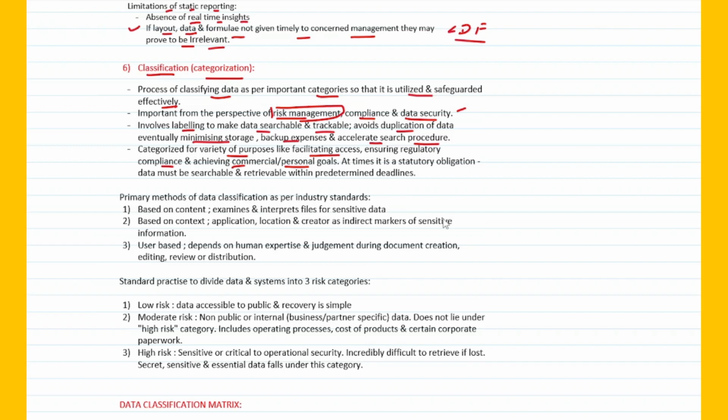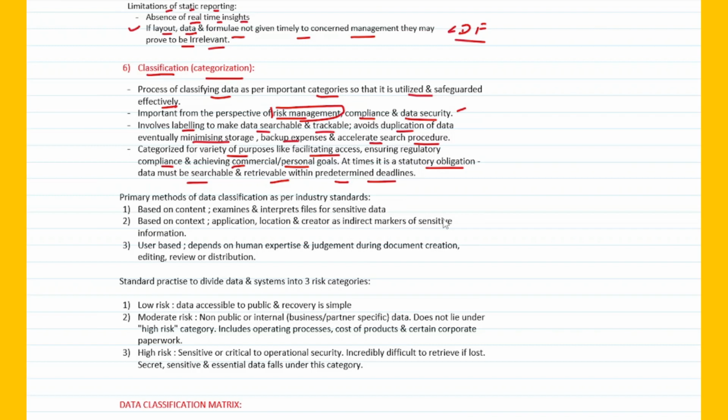So commercial and personal goals simply means that the data which is required for any specific person or a company is not being leaked or revealed to people unless and until they should have access to it. So that's what classification does. At times it is a statutory obligation. Statutory means it is a regulatory obligation or a legal obligation. Data must be searchable and retrievable with predetermined deadlines. So if you are doing a classification, it helps you search the data, and if it is to be retrieved with predetermined deadlines, categorization helps you do that, right?